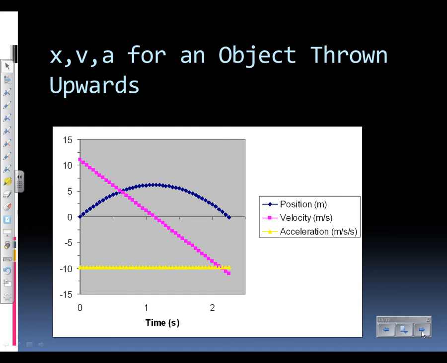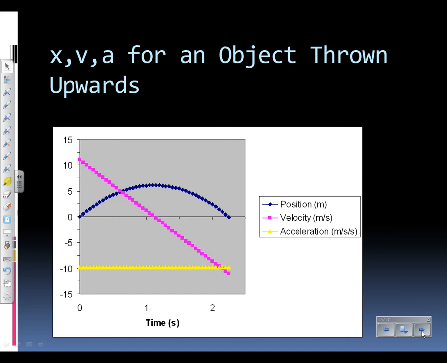Blue is position. Mine's kind of flat and squatty, but it's still a parabola. Velocity, what's happening to the velocity from the start to the time it crosses the x-axis? Slower, slower, slower, slower, slower. Then faster, faster, faster, faster, faster. How fast is it going when I catch it? Or, just before I catch it. It's going exactly the same speed as it was when I threw it, except which way? Negative. Down, or the other direction.